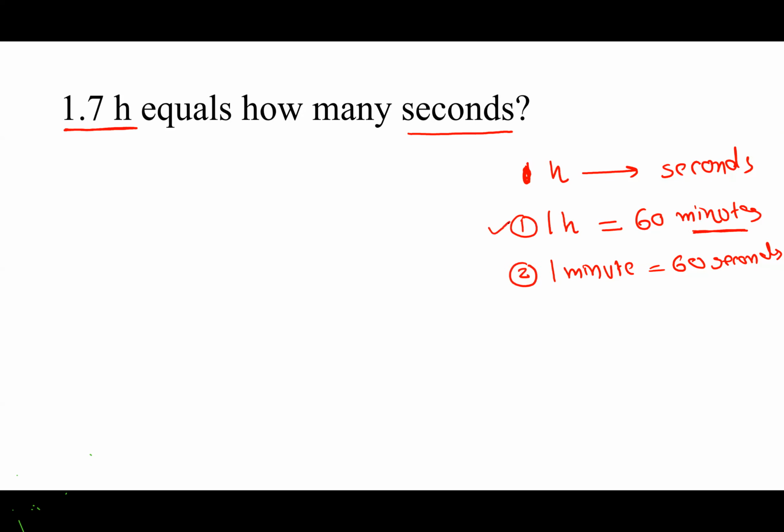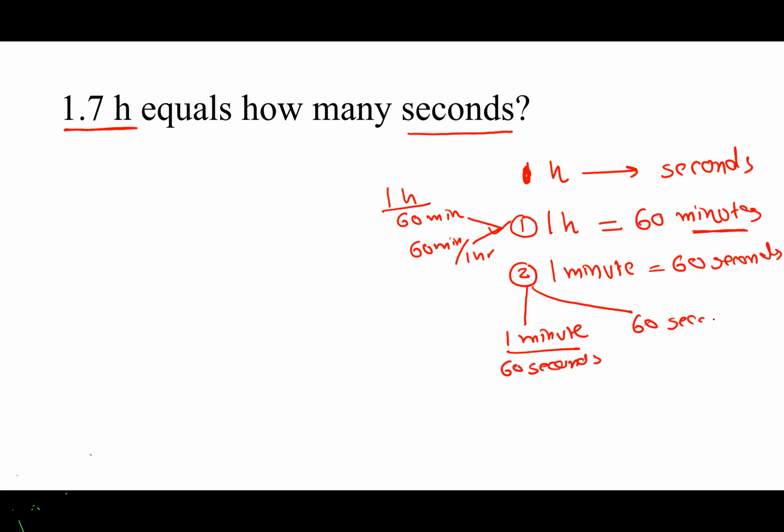We're going to use this one first, right? Again, you guys can understand this, I hope. 1 hour over 60 minutes. You can write it this way, or you can say 60 minutes over 1 hour. The same way you can write this in 2 fashions. You can say 1 minute over 60 seconds, or you can say 60 seconds over 1 minute.